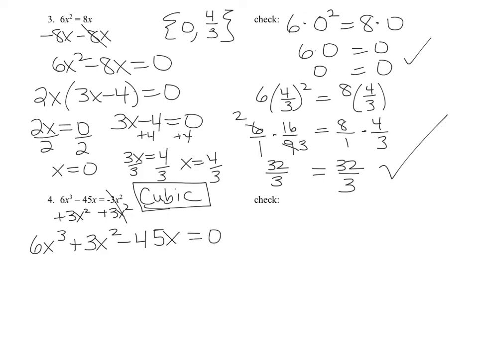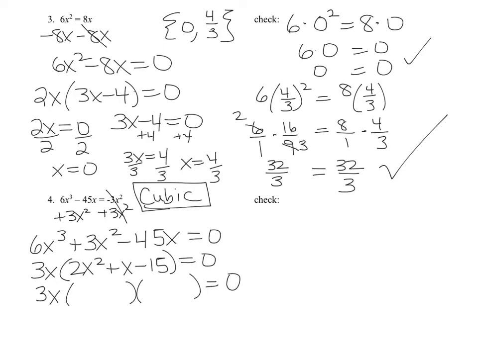So since we have an x cubed, an x squared, and an x, they all have an x in common, which is why I can solve this problem by factoring. So what I'm going to do is I'm going to pull out my GCF. My GCF is 3x. So when I pull out a 3x, I'm going to be left with 2x squared plus x minus 15. And that whole thing will equal 0. Now I bring down the 3x. Don't forget about the 3x as your GCF. And then I'm going to factor the 2x squared plus x minus 15.